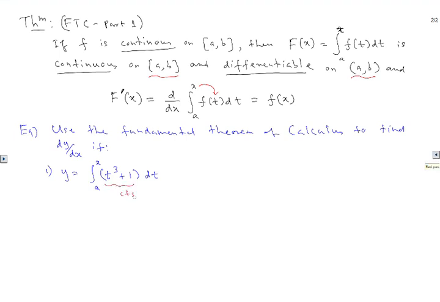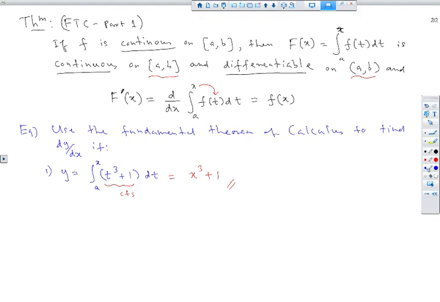So that means according to the theorem, what you want to do is replace the function. You can see that the bottom limit is in the right format. It has to be a to x, so everything looks good. You simply want to replace t by x inside. So your answer is simply going to be x^3 + 1, and that's it. You replace the t by x. Very simple.